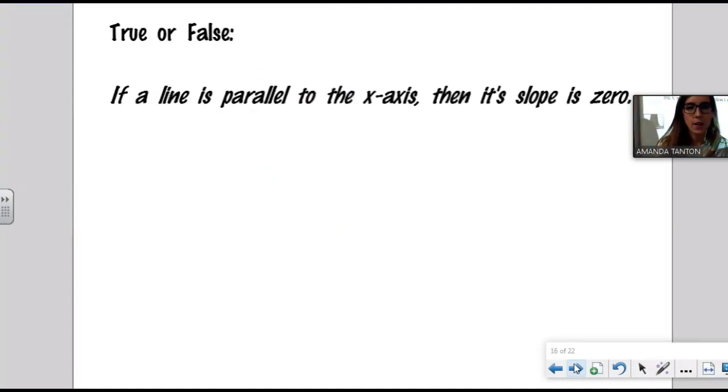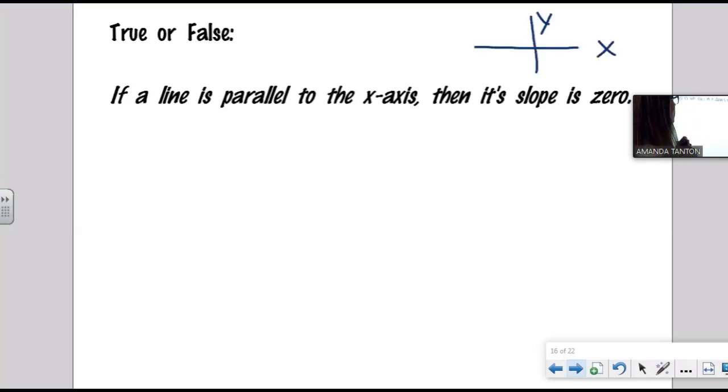True or false? If a line is parallel to the x-axis, then its slope is 0. When you encounter problems like this tomorrow, I want you to sketch a picture, sketch a picture, sketch a picture. So draw your little xy axis. Okay, parallel to the x-axis. So get out a different color or just get your pencil and make sure you can tell the difference.